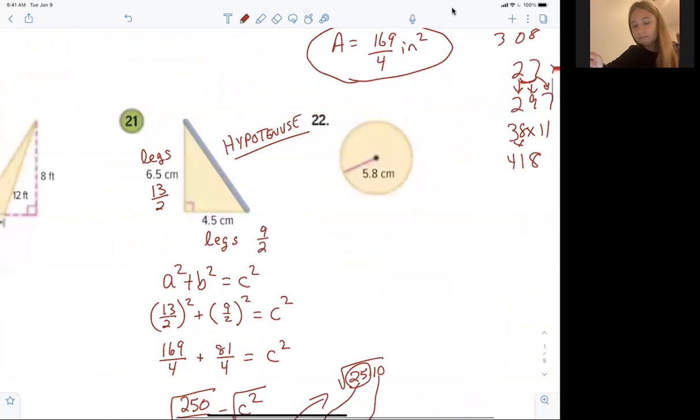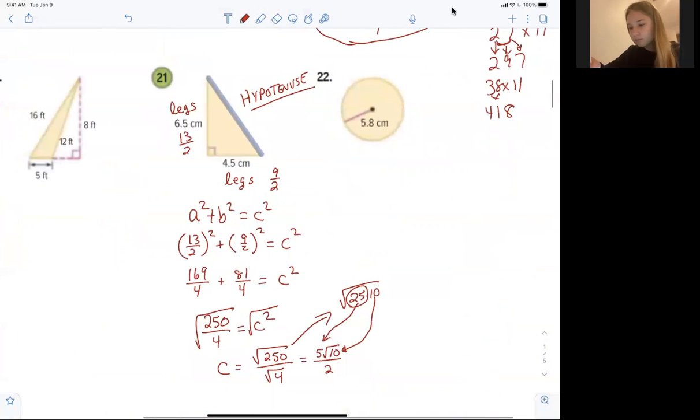All right, now 21. What's the formula for area of a circle? Or I'm sorry, area of a triangle? 1/2 base times height. Now, how I remember that is I always remembered that a triangle is just half a rectangle. Does everybody agree with that? So that's how I remember the formula for a triangle.